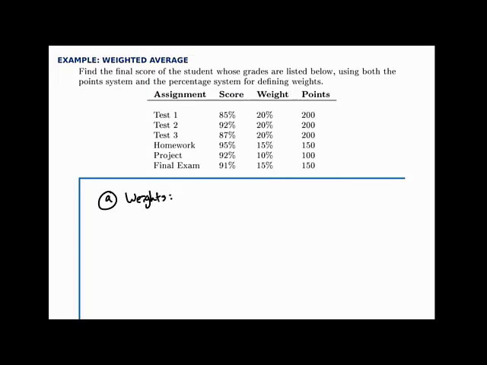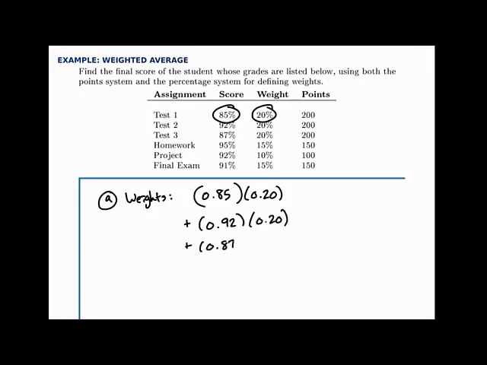So for the weights, we can multiply each score the student got by the weight that's associated with it. And once we multiply those and add them all together, the answer we'll get at the end is the average score. So the weights are nice because they're already scaled for us, so that just by multiplying the score times the weight and adding those together, we'll get the final weighted average. So all we have to do is take 85% times 20% plus 92% times 20% plus 87% and so on.